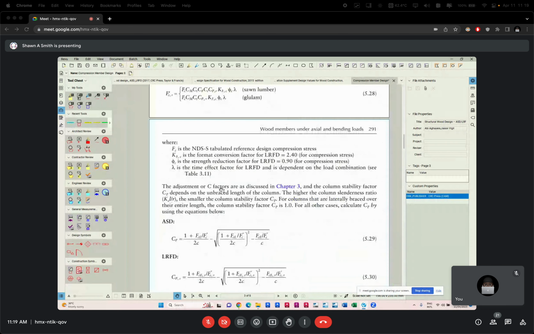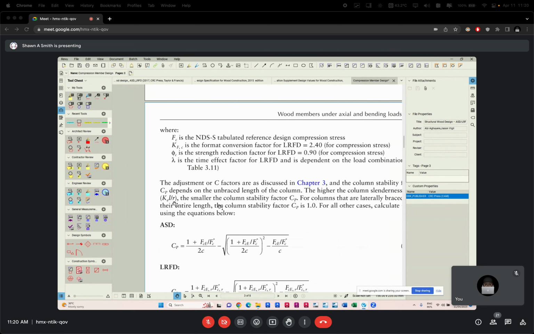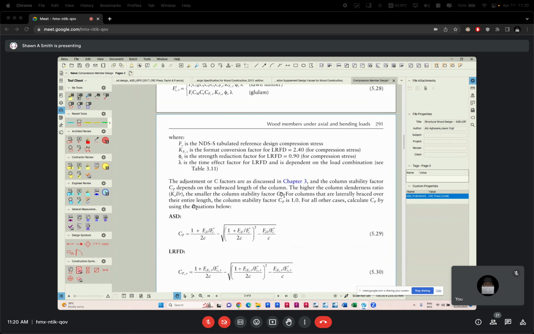The adjustments, or C factors, are discussed already in chapter 3 of the book that we use. And the column stability factor CP depends on the unbraced length of the column. So there's a column adjustment factor, just like we have a beam stability factor, CL. We have one for columns also, which is CP. The higher the column slenderness ratio, KE over D, the smaller the column stability factor, CP. For columns that are laterally braced over their entire length, the column stability factor, CP, is 1.